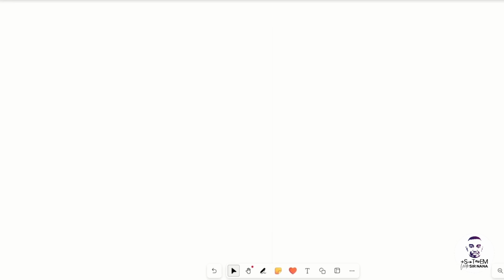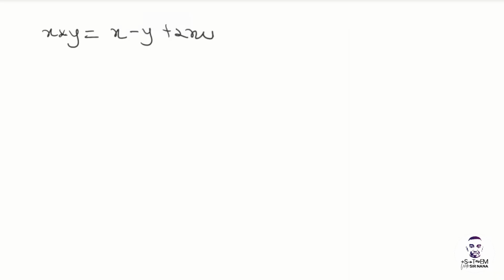So the question says that the operation is x operation y equal to x minus y plus 2xy. And in part I, we have to find 4 operation 3. So mind you, what this implies is that wherever we see our x, we want to replace it with 4 in the operation. And wherever we see our y, we want to replace it with 3 in the operation. So let's consider how we can solve this.